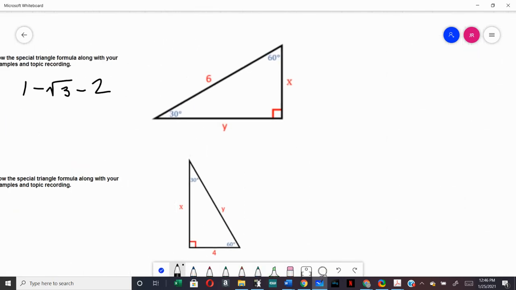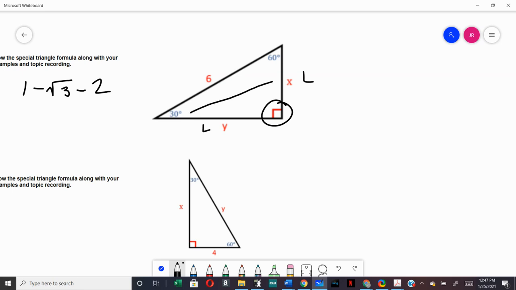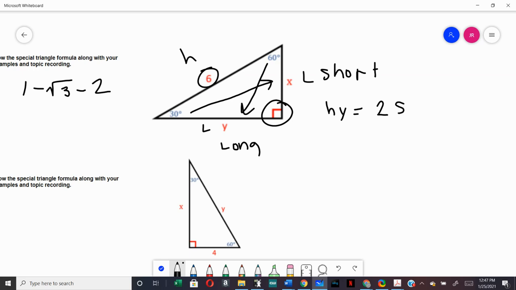What do I know? I know that this is a leg and this is a leg. 30 is across from X, so this is the short leg. 60 is across from Y, so this is the long leg. And here's what I know. I know that this is the hypotenuse. So I know that the hypotenuse is equal to 2 times the short leg. So 2 times short is the hypotenuse. So what's the hypotenuse in this case? The hypotenuse is 6.